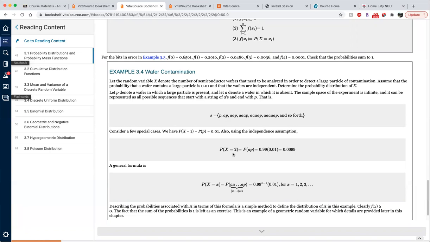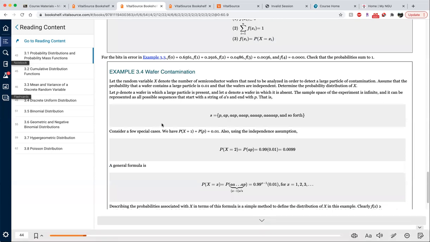Okay, so now let me follow the letters they use. Let P denote the wafer in which the large particle is present. Let A denote the wafer in which it is absent. The sample space of the experiment is infinite, and it can be represented as all possible sequences that start with a string of A and end with P. So P, AP, AAP, AAAP, something like this.